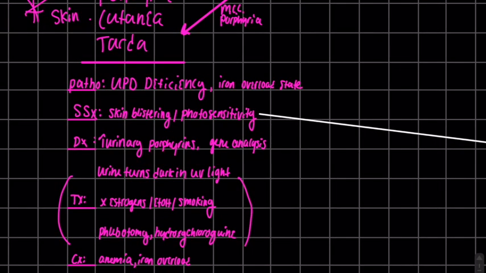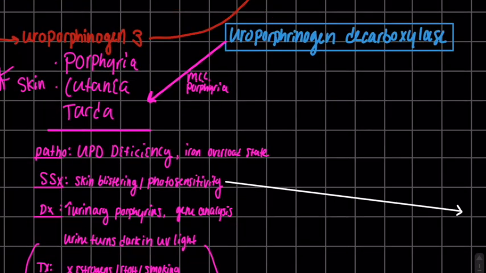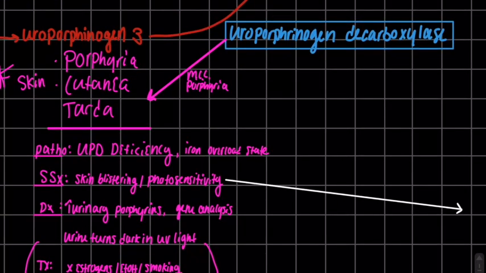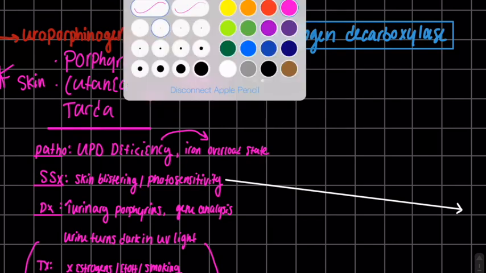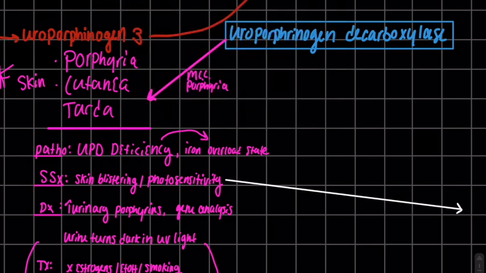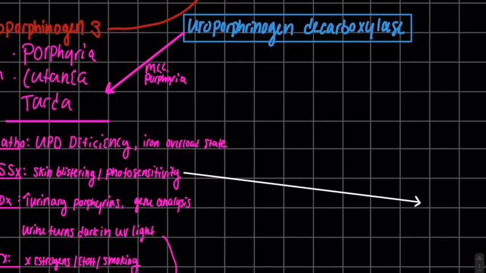Again, what do we want to know about it? We want to know pathophys, signs and symptoms, how to diagnose and treat. That's what we want to know about every medical condition that we come across. Our pathophysiology is a UPD deficiency, uroporphyrinogen decarboxylase deficiency, and this enzyme problem actually results in an iron overloaded state. What I mean by that is that this is going to result in excess iron laying around.